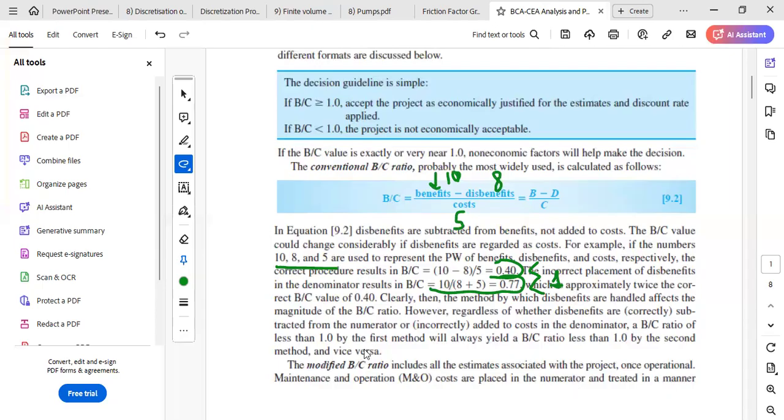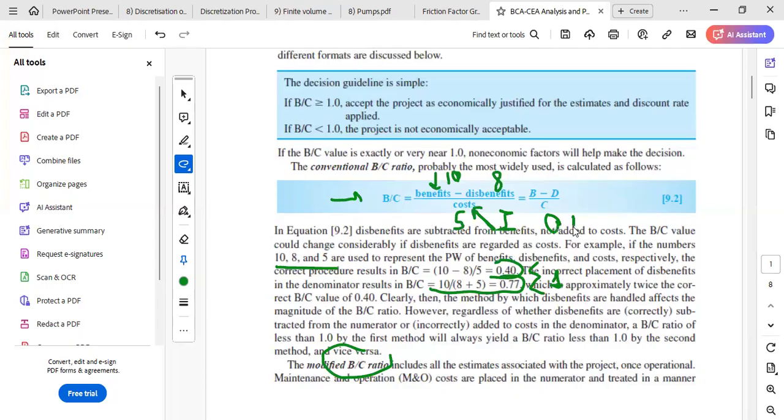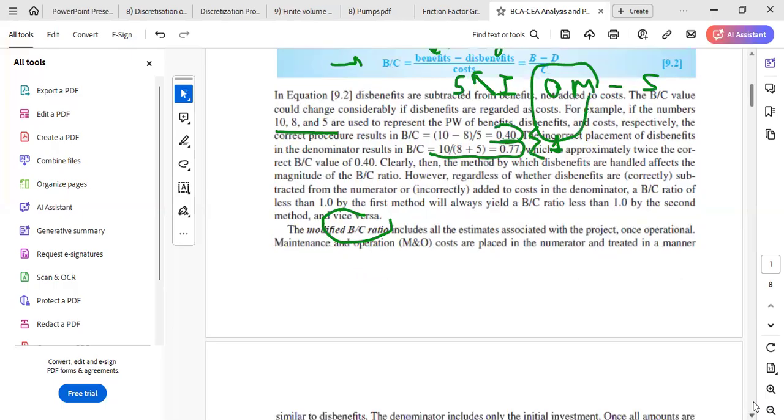Now, what about the modified approach? As I told you, in this conventional approach, in costs we include everything related to cost: initial investment, operational and maintenance costs, and we subtract salvage value. Now, in the modified approach, we consider that these annual values of operation and maintenance cost will be subtracted from the numerator, okay? And then you will end up with the following formula.